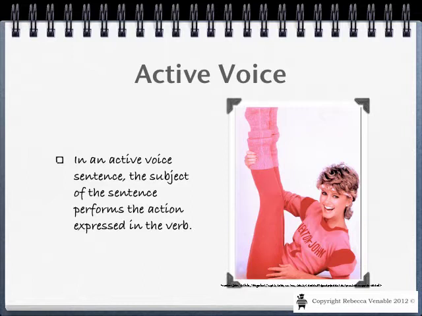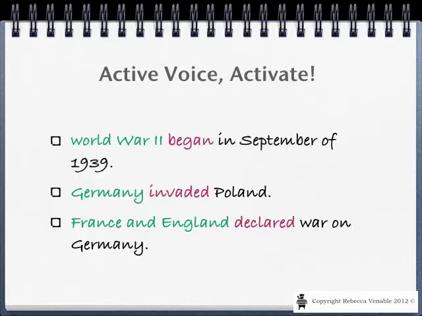Now, switching gears a little bit, but also something we're going to look into with clauses. Active voice. Now, maybe you've had a teacher harp on you for this. In an active voice sentence, the subject of the sentence performs the action expressed in the verb. So if you're jazzercising, that means that you're the subject of the sentence and you're the one doing the jazzercise. So here we go. World War II began in September of 1939. If we're looking at that same sentence, our subject is in green, our verb is in purple. Did the subject perform that action? Well, yeah, it did.